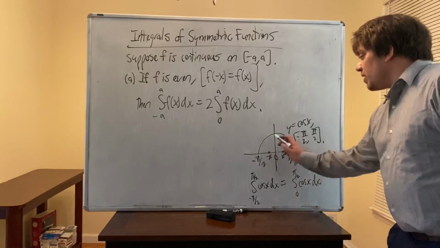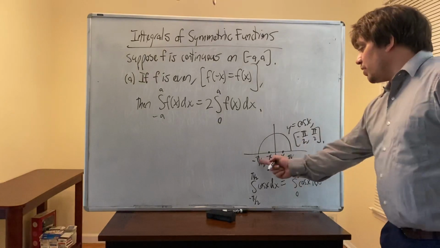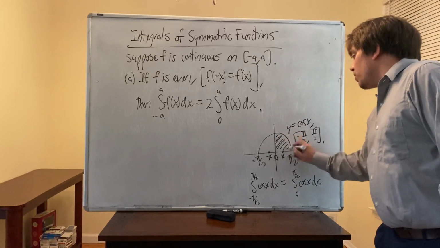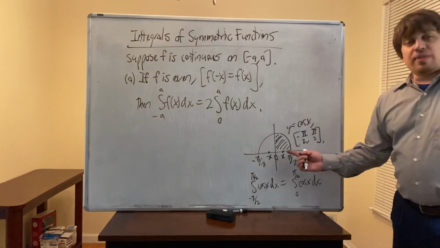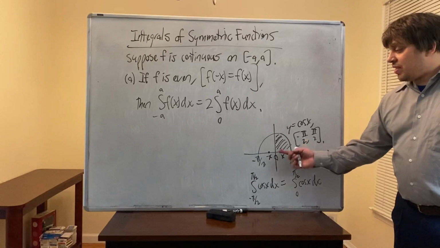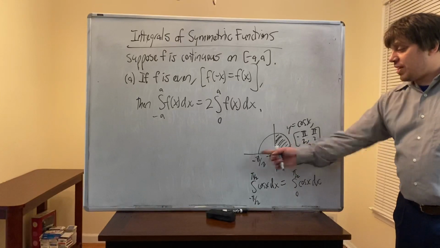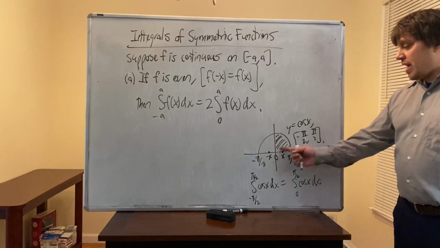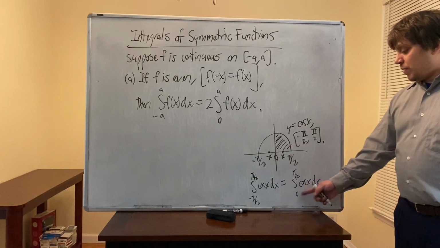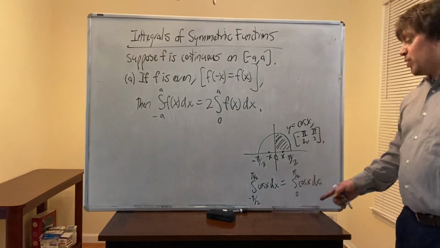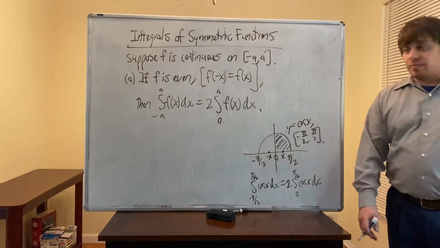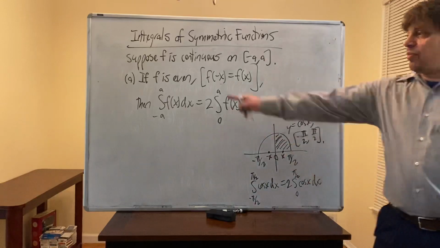Right? If you want to find this entire area, if instead of integrating from negative pi over 2 to pi over 2, you just integrate from 0 to pi over 2, then what you know, by the fact that it's an even function, is that integrating from 0 to pi over 2 gives half the area of integrating from negative pi over 2 to pi over 2. And so when you get half of this area by integrating only from 0 to pi over 2, you just have to multiply it by 2 to get the integral from negative pi over 2 to pi over 2. So this is one example of what part A is saying.